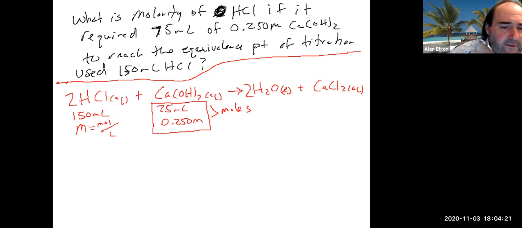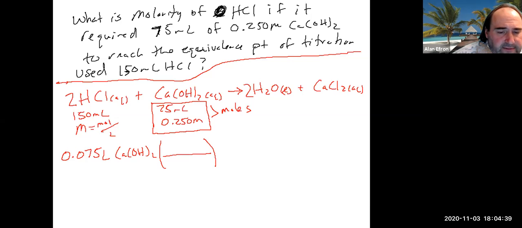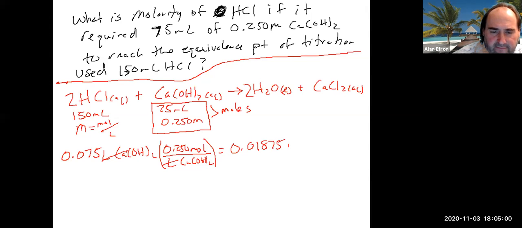So we do want to convert our volume into liters. So you could divide it by 1,000 or move your decimal place over. So we're going to take 0.075 liters of calcium hydroxide. We're going to multiply it by the molarity of the calcium hydroxide, which is 0.25 moles per liter. That's going to cancel out the liters and leave us with moles. And it looks like we will get 0.075 times 0.25, which is 0.01875 moles of calcium hydroxide.